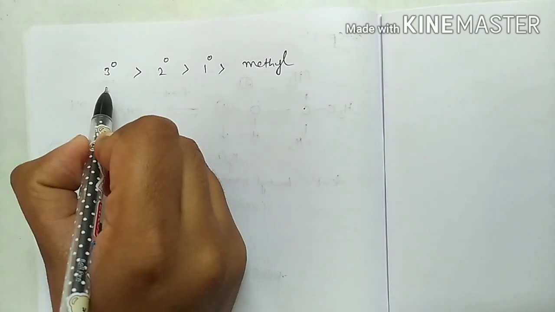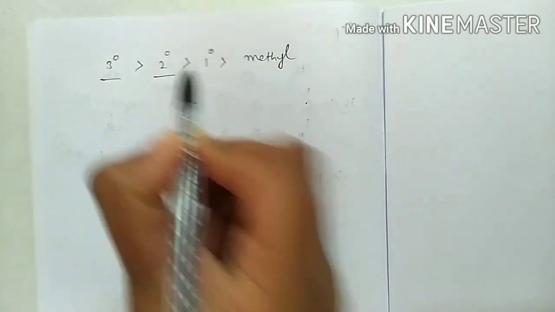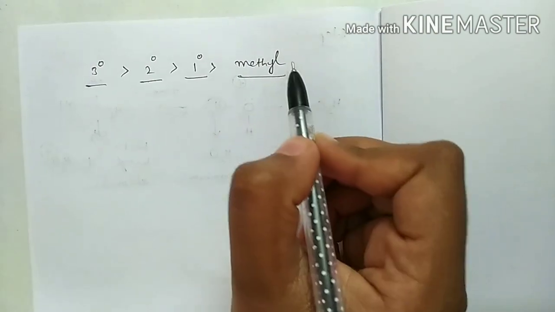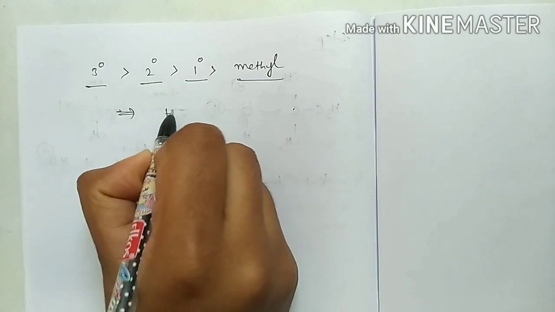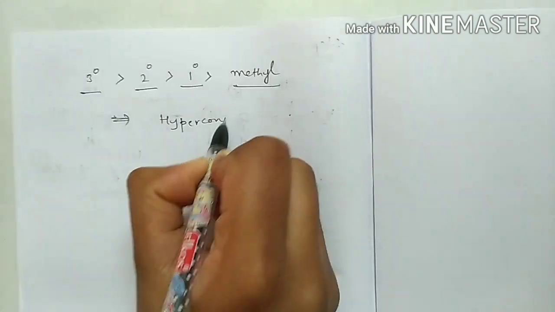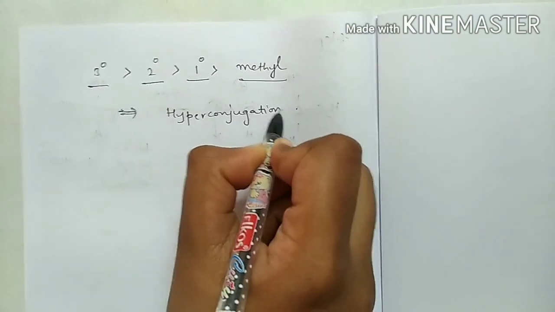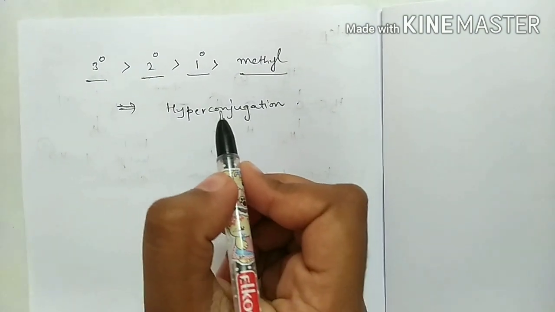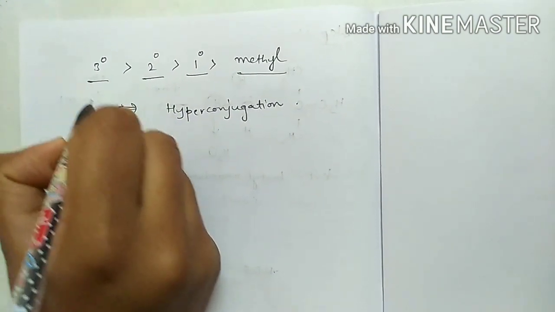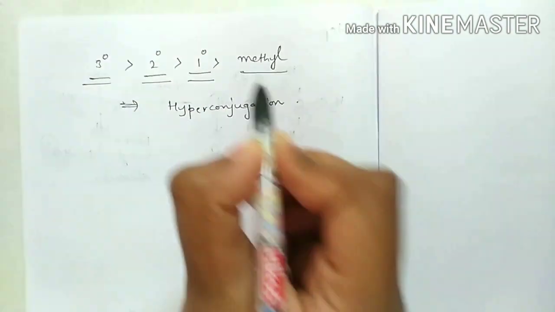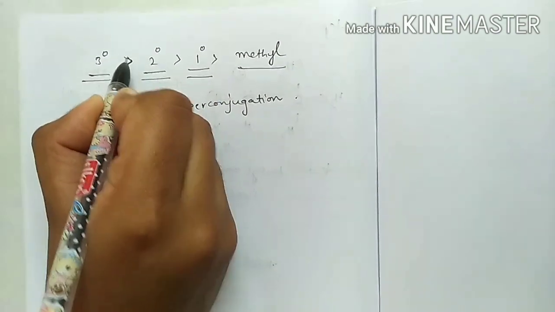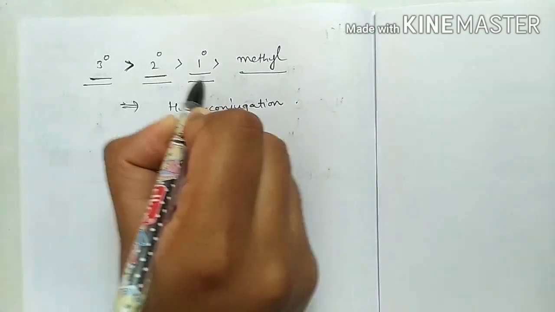Now let us talk about the relative stabilities of carbocations. Tertiary carbocations are more stable than secondary carbocations, then primary, then methyl carbocations. This order can be explained using hyperconjugation. The number of hyperconjugations possible in a tertiary carbocation is more than in a secondary carbocation, than in a primary carbocation, and hence the order of stability is tertiary greater than secondary greater than primary.